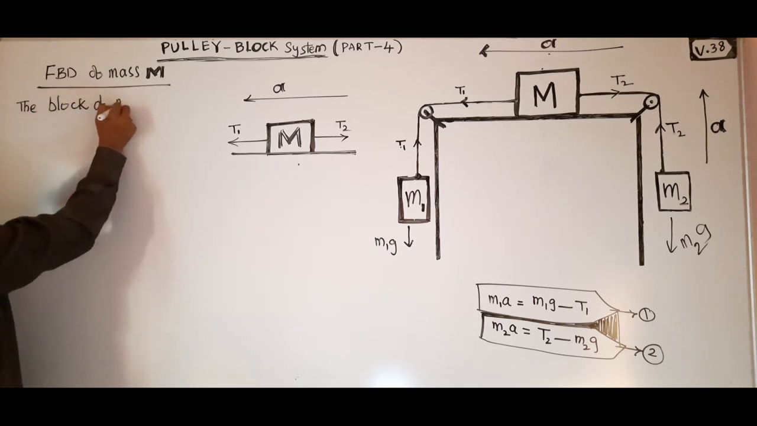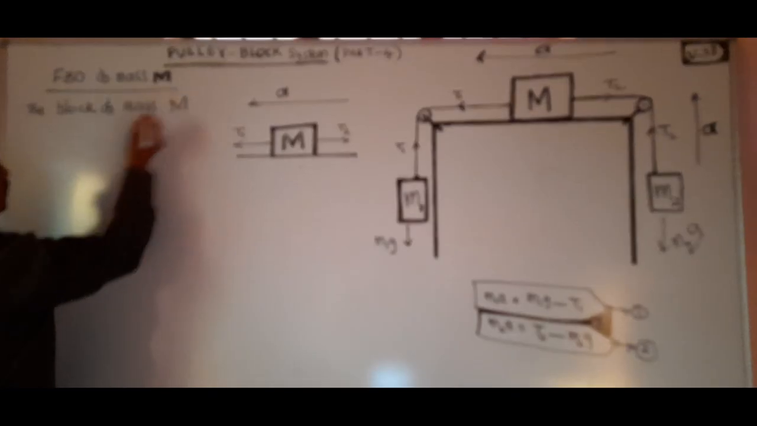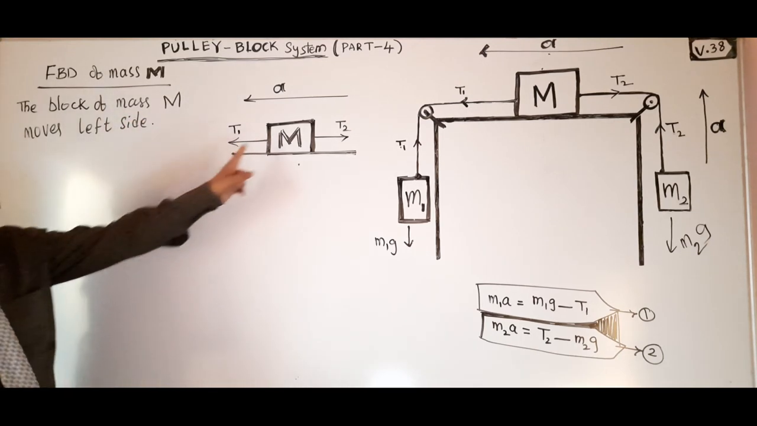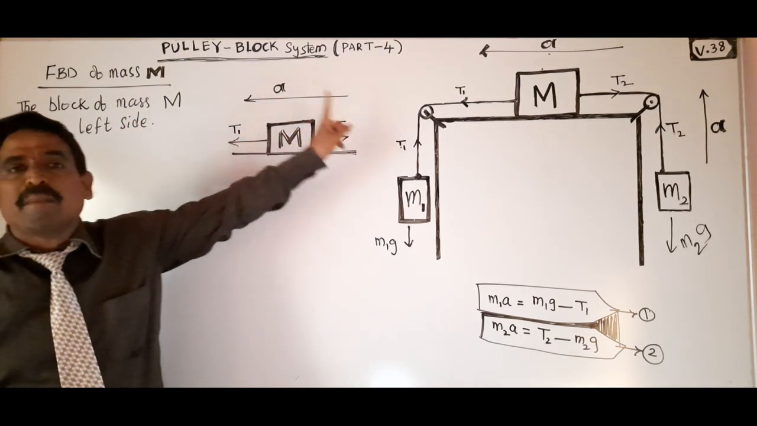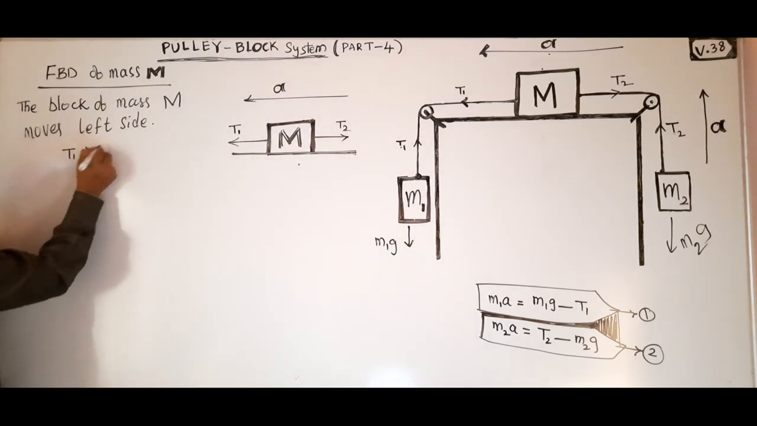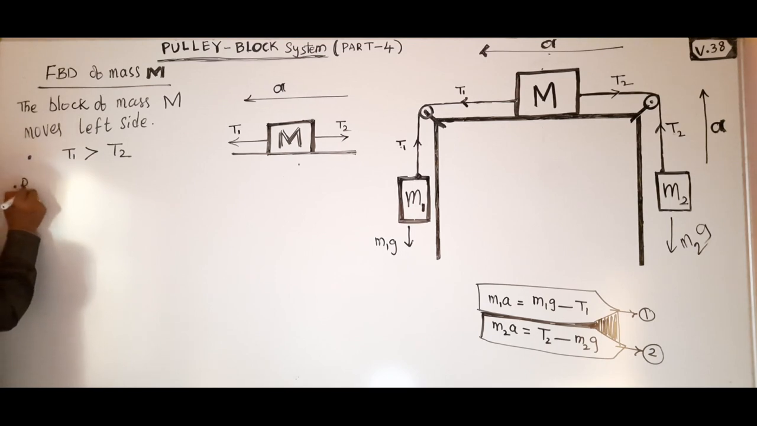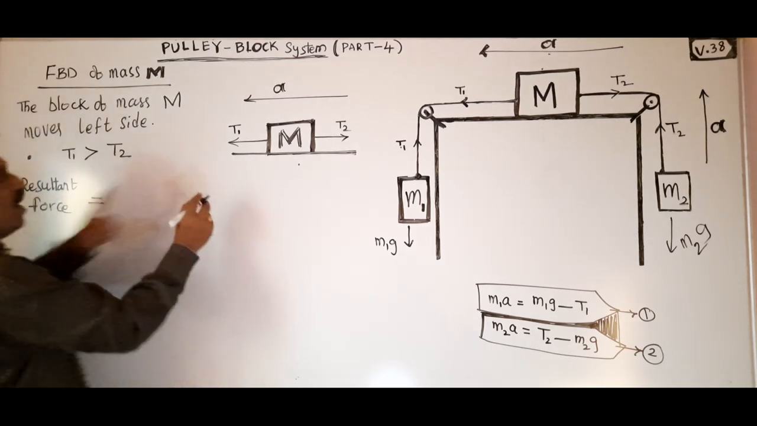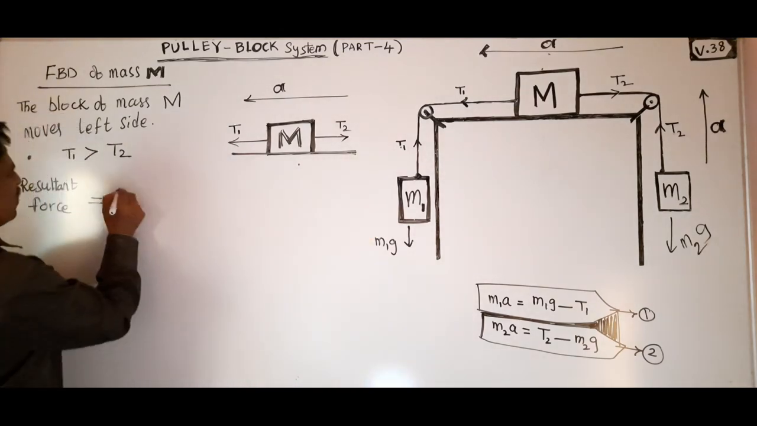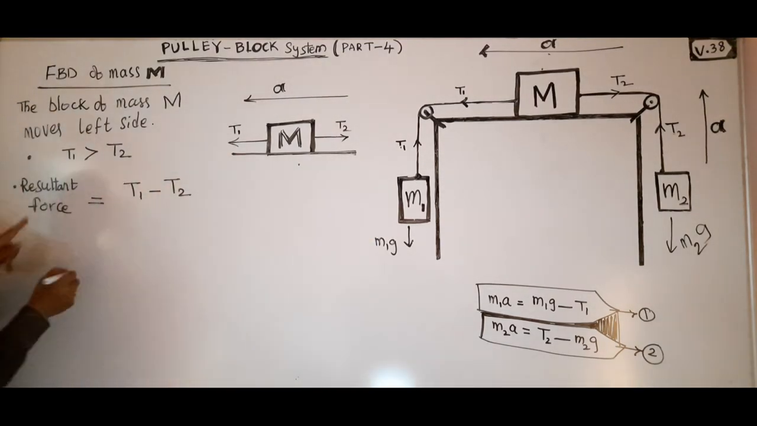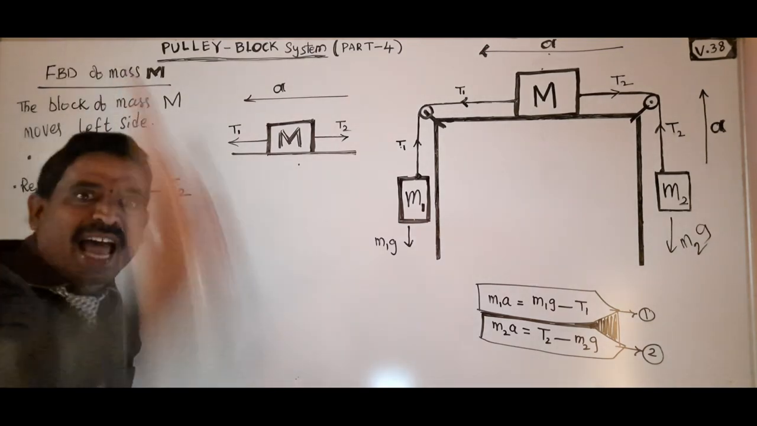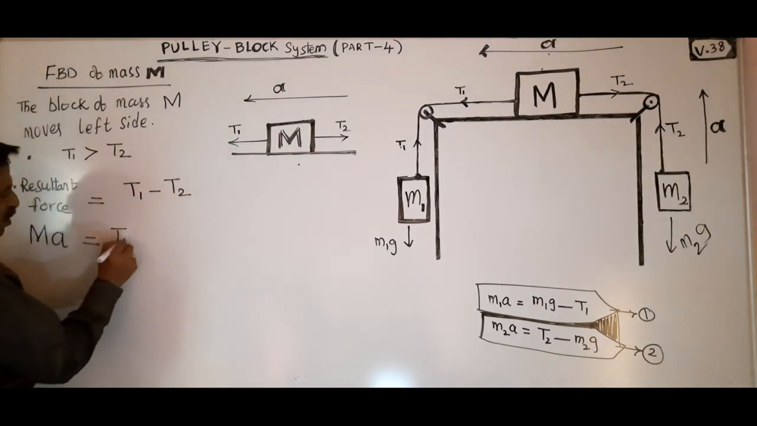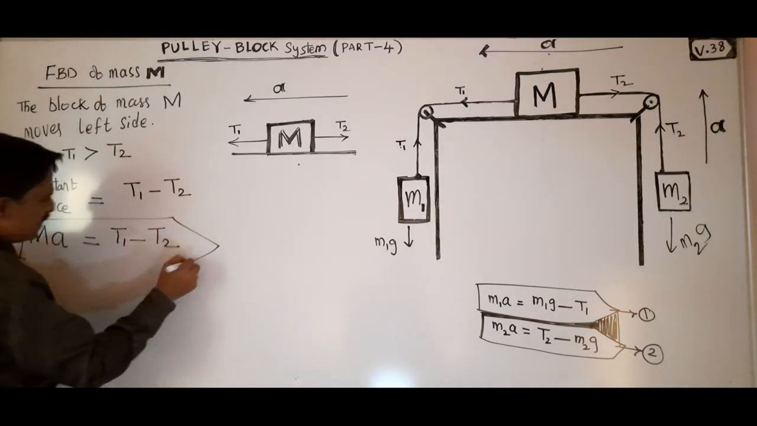The block of mass capital M moves left side. Its meaning is left side force is more. T1 is more. T1 is greater than T2. Resultant force is equal to T1 minus T2. Both are opposite in direction. Force formula ma. Here mass is capital M. Capital Ma is equal to T1 minus T2. It is equation number 3.